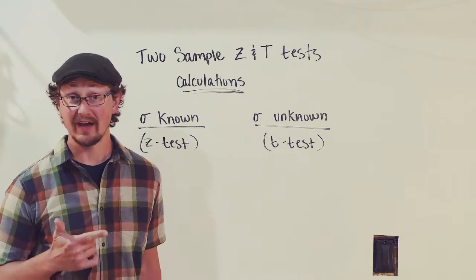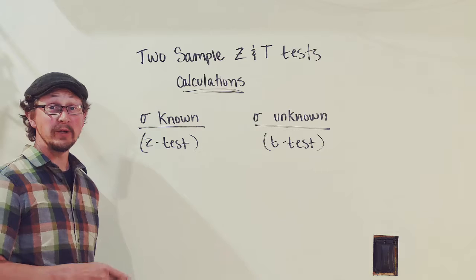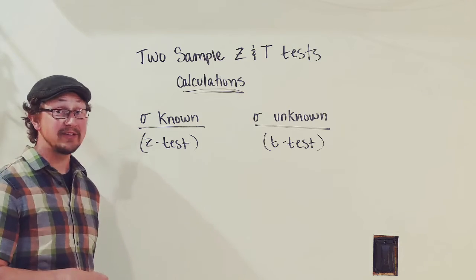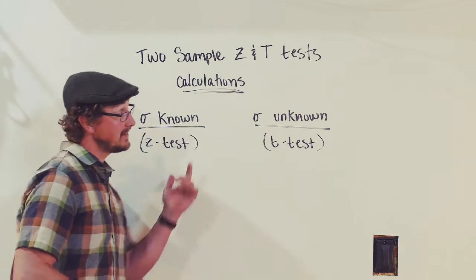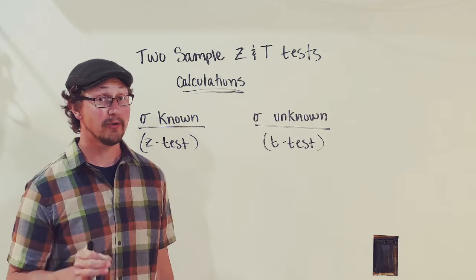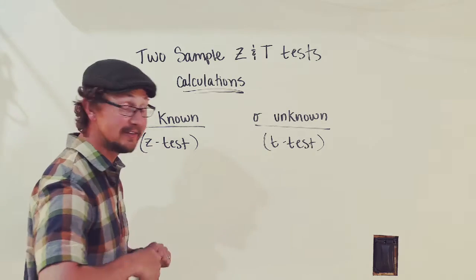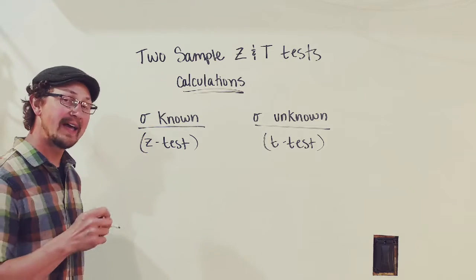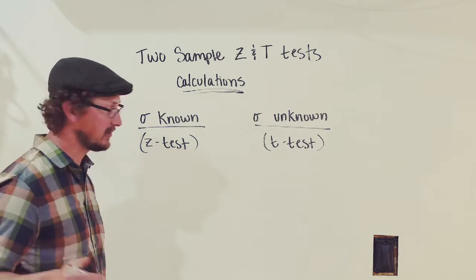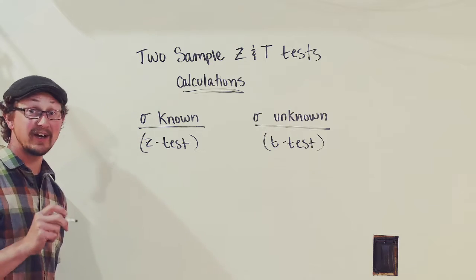z-test or a t-test. Now we remember that a z-test is what we use when we know the population standard deviation. And a t-test is when that population standard deviation is unknown. Now the difference is small, but there is one. And so let's go ahead and drop the formulas on the board and we can discuss it.